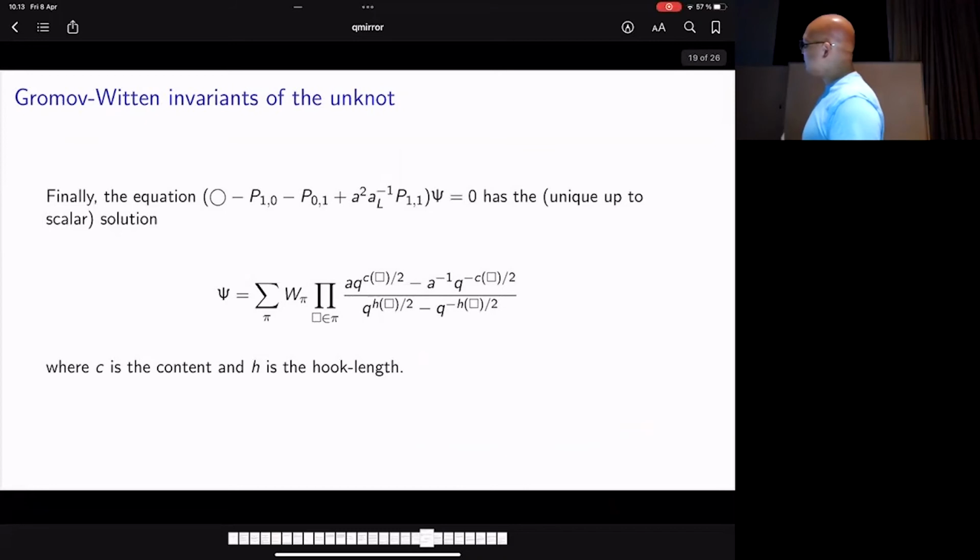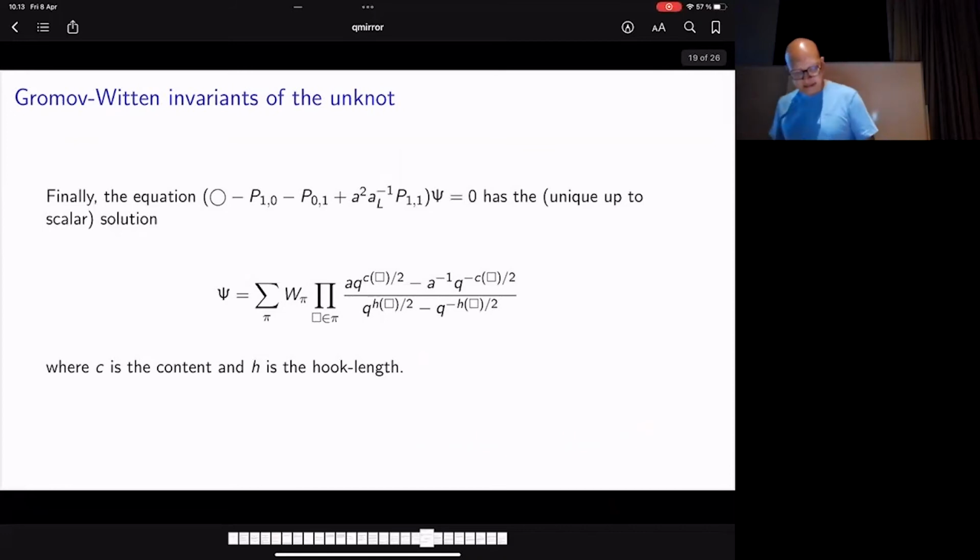And it's not so difficult. You have to do some combinatorics, but it's not so difficult to convince you. It's almost immediate that it has a unique up to scalar solution. And then it's not so difficult to convince yourself that this is what the solution is. You have to do about half a page of combinatorics.